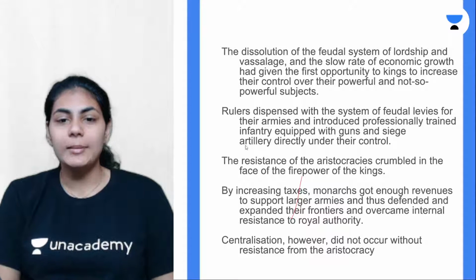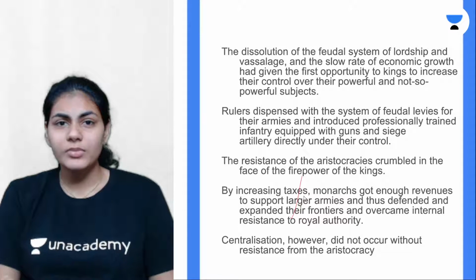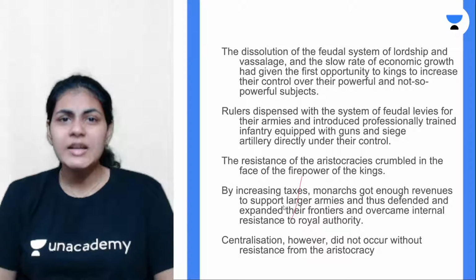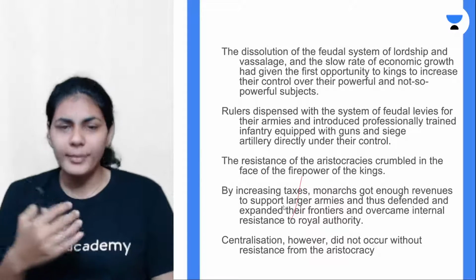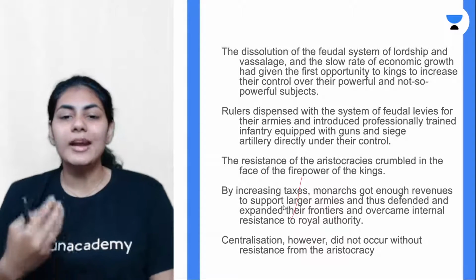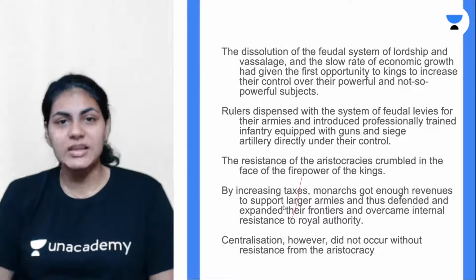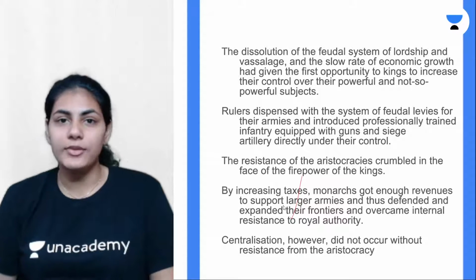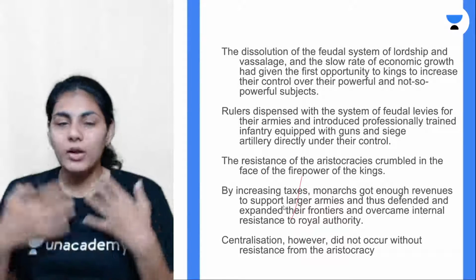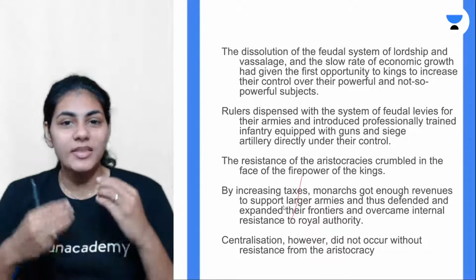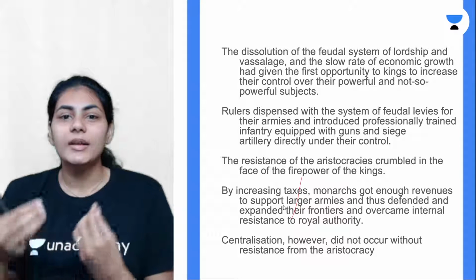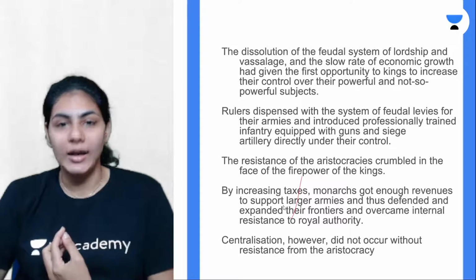And next, by increasing the taxes, in the 15th, 16th centuries the situation was better. There were no more famines, and agricultural productivity was booming a little bit, right? Because of that, monarchs started levying taxes again on the peasants and other kinds of laborers. Now there's a lot of revenue generation for the state, and because of that revenue, the state is paying some kind of salary to the soldiers, right? That revenue can support larger armies now.